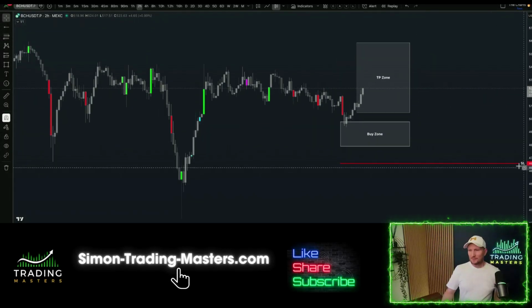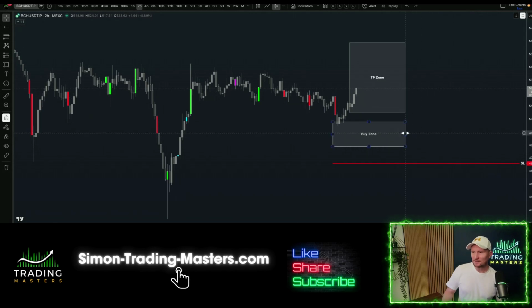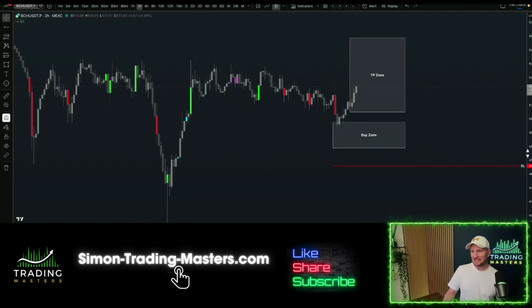So this is an example of a trade that we went in. I've redesigned it, taking away the numbers, etc. But the example is exactly the same.